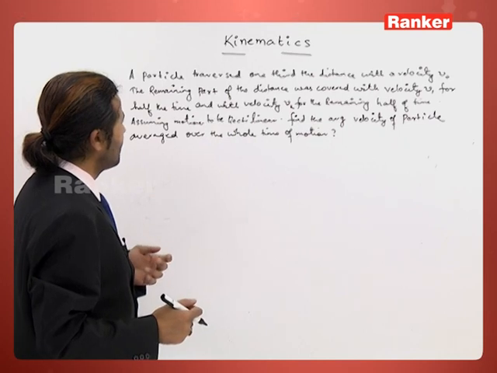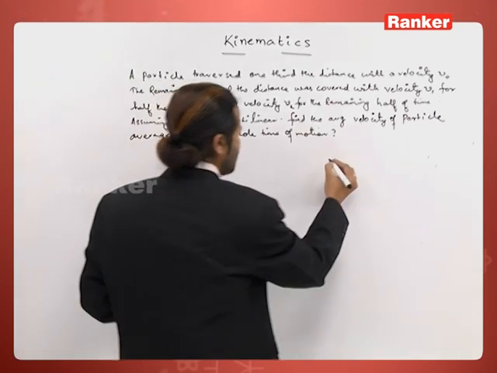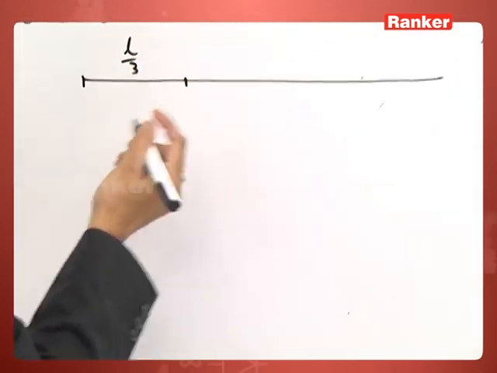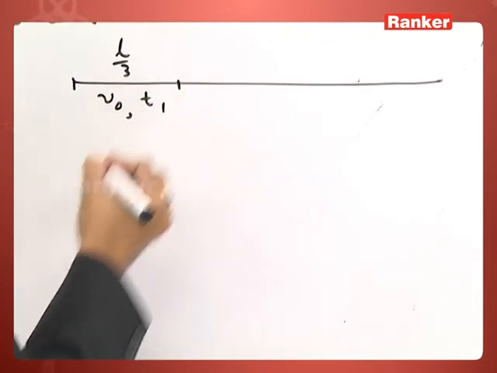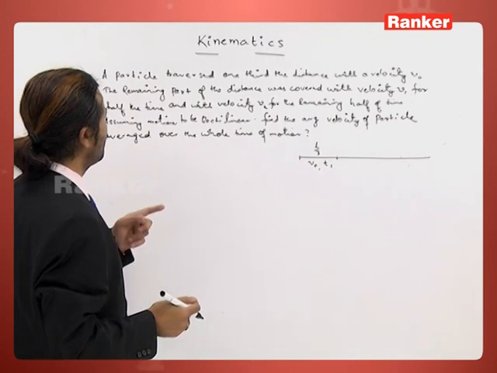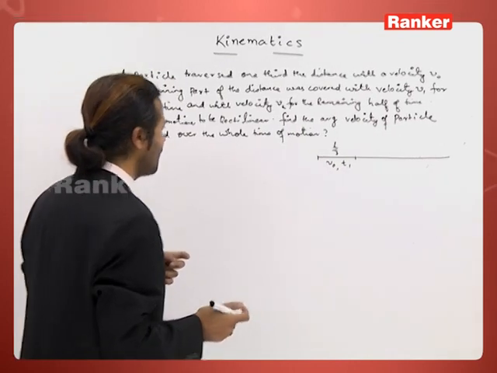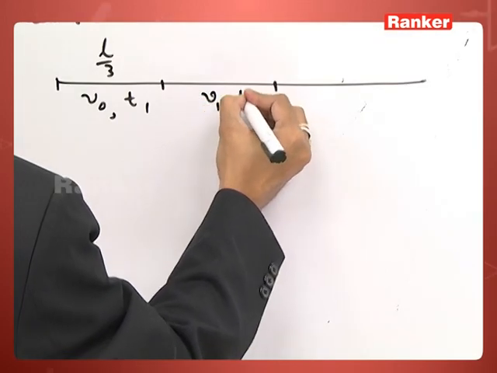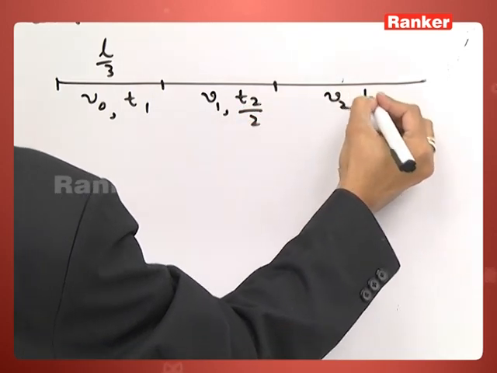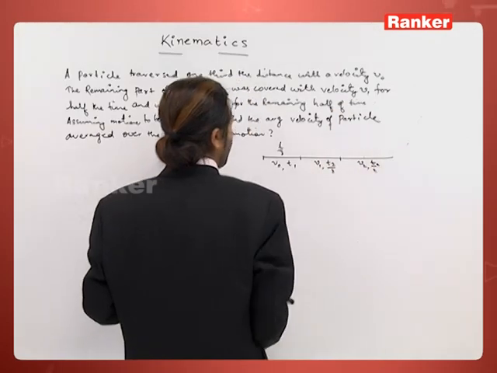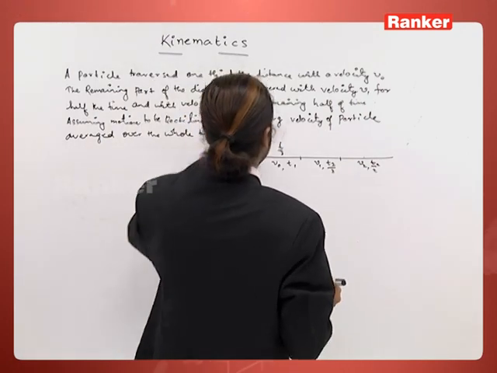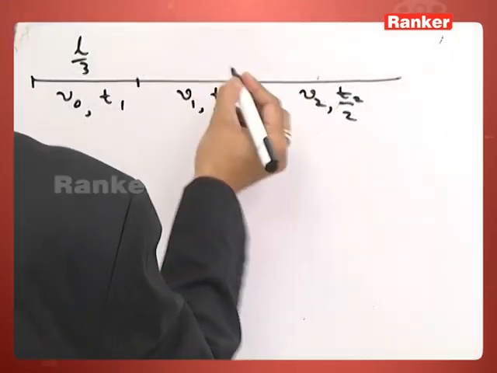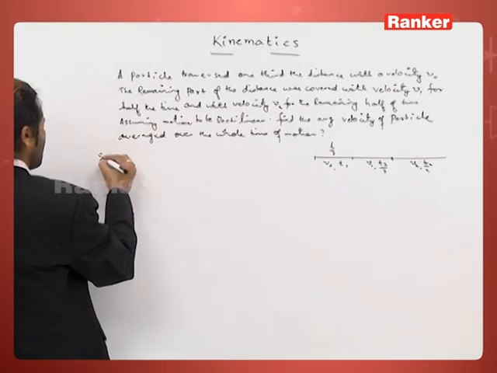The particle traversed 1/3 the distance with a velocity v naught. So let us calculate. This is 1/3, L by 3, with a velocity v naught. Let the time be t1. And the remaining part of the distance was covered with velocity v1 for half the time and with velocity v2 for the remaining half of the time. We need to calculate the average velocity.